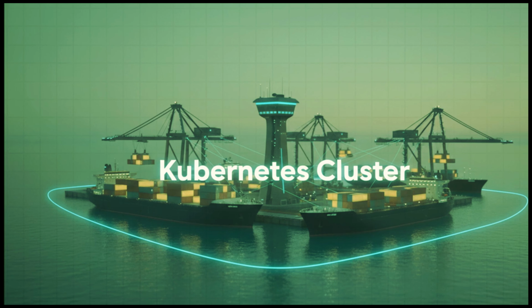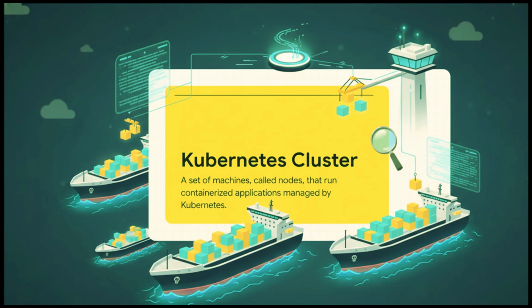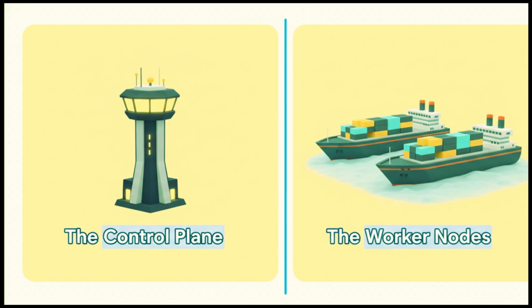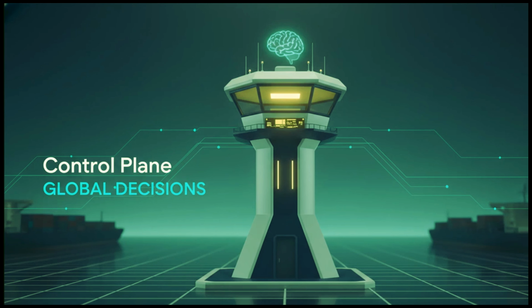And this whole operation, this whole system, that's called a Kubernetes cluster. Just think of it as the entire port. So a cluster is really just a group of computers, we call them nodes, all working together as one big team. Now, every cluster has two main parts: the control plane, which is our control tower, and the worker nodes, our fleet of ships. Let's start with the control plane.